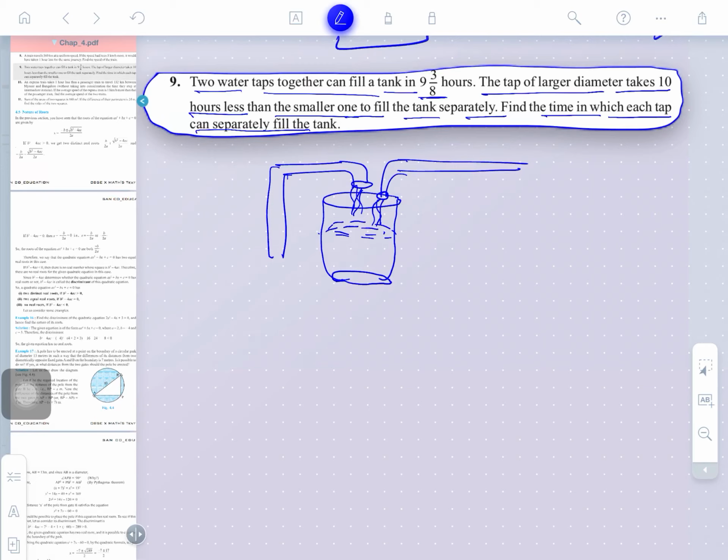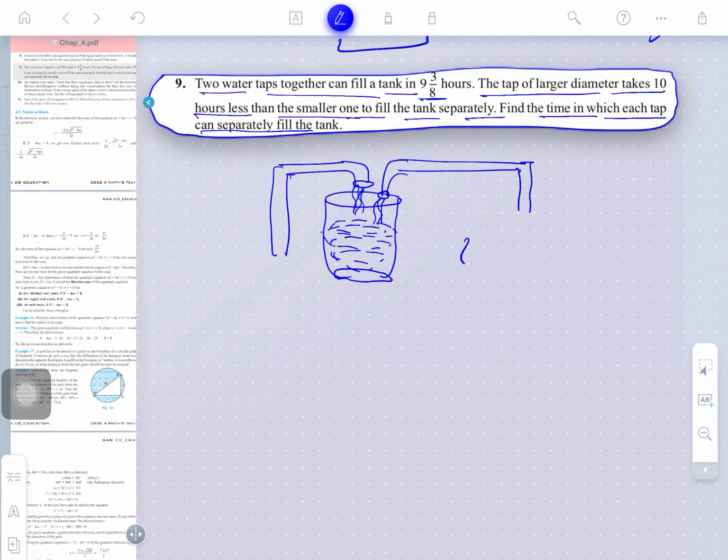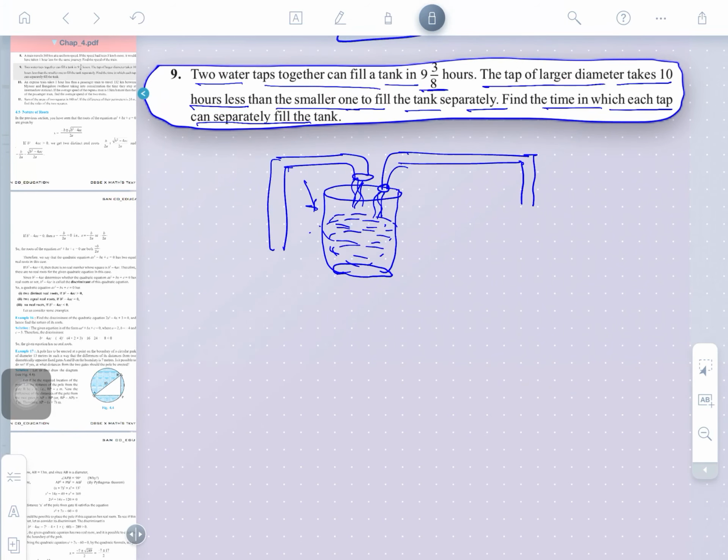So you just have to understand here, when two machines or men work together at the same time, what gets added? Suppose they are taking 5 hours to fill. So how much water is poured by one tap in 1 hour, how much water is poured by the second tap in 1 hour, and this process continues. Okay. So two water taps together can fill the tank in 9 whole 3 by 8.